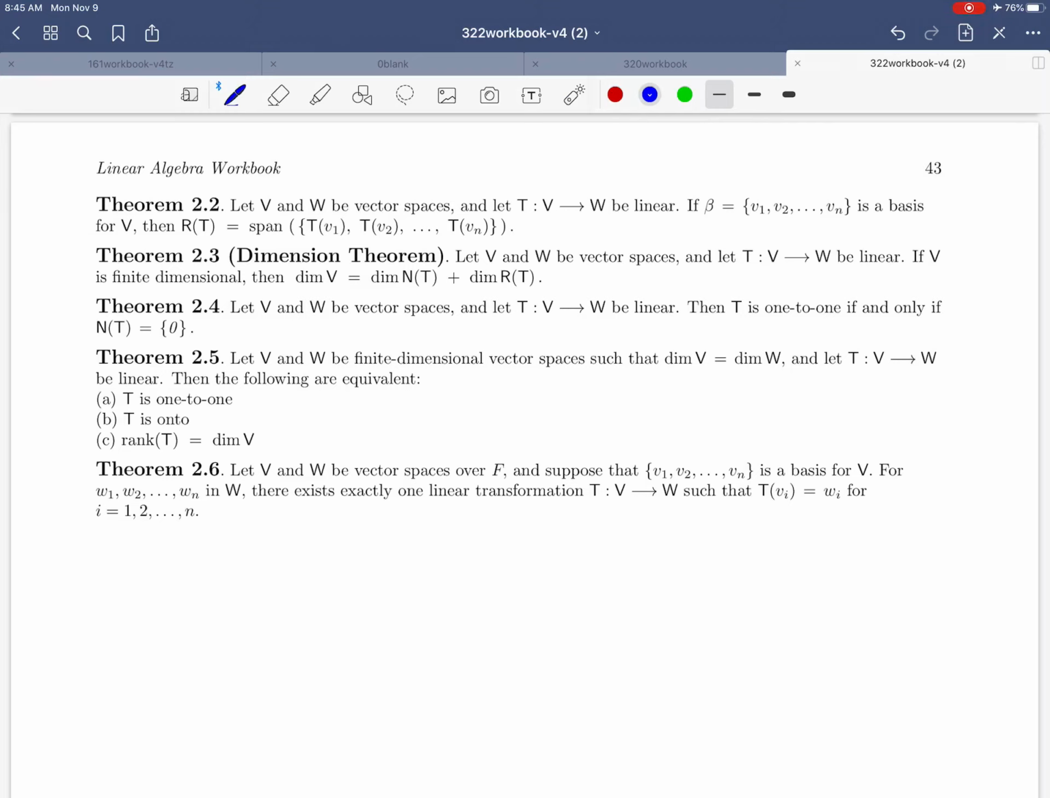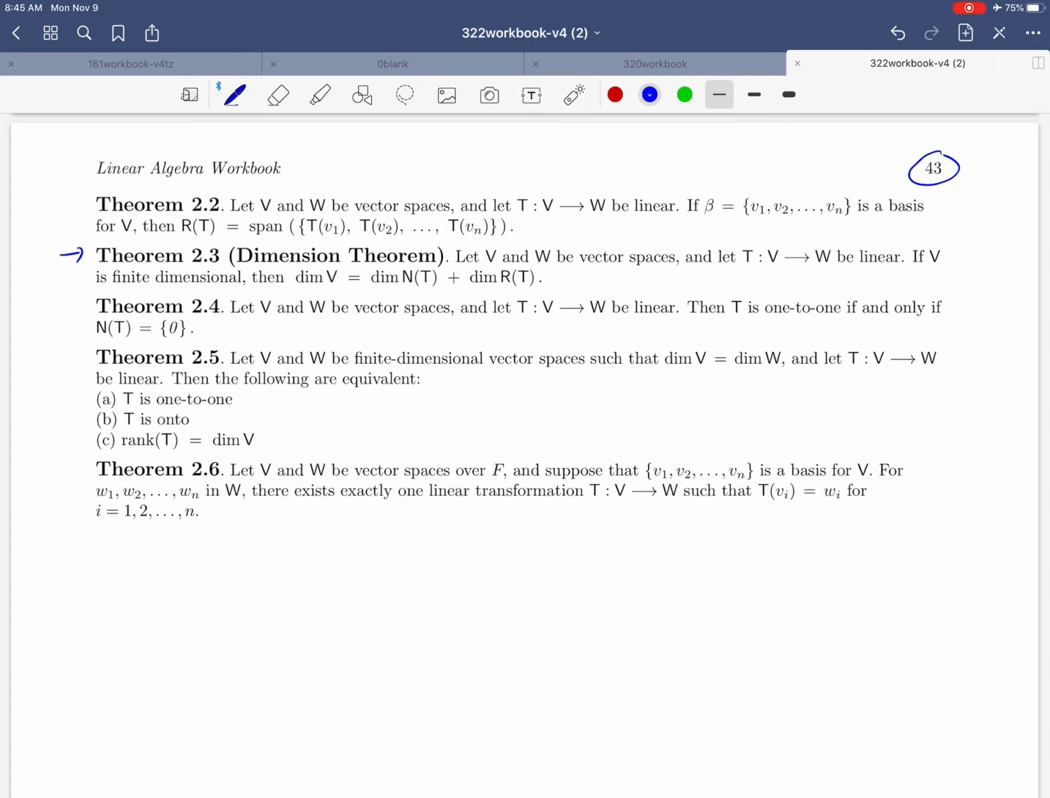Hi everybody, and welcome to the top of page 43 in the workbook. In this video, we'll be talking through some of the theorems that we gave a kind of graphical introduction to on the previous page. Okay, so starting with the dimension theorem, that was the first one that we kind of conjectured.